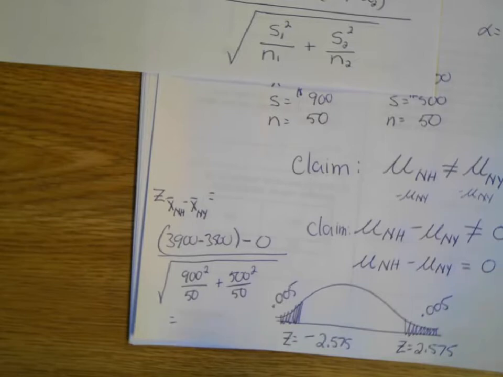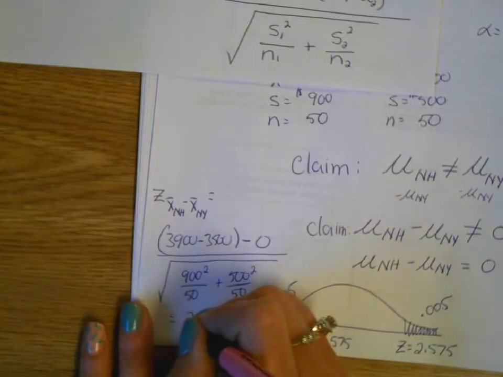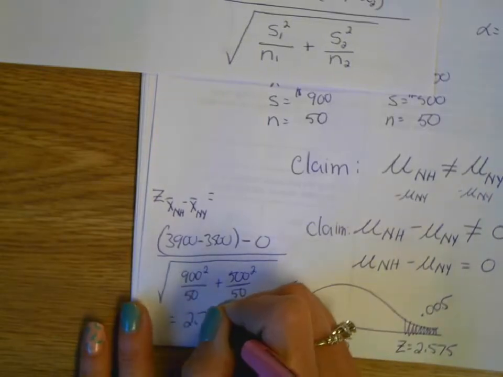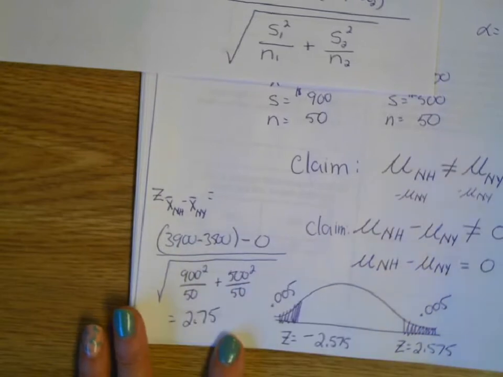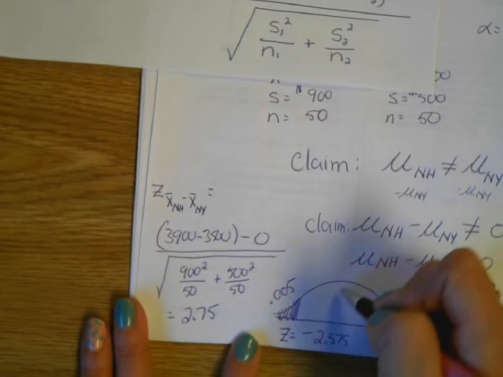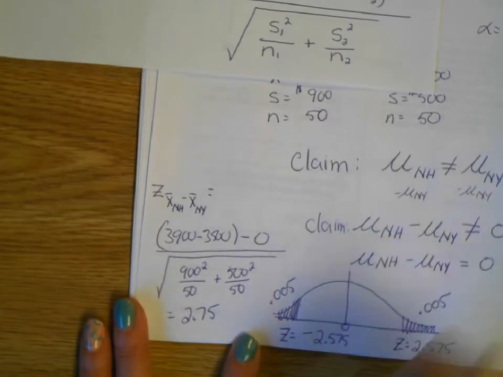How good are your calculator skills? 7.5. I agree. Any luck? Okay, so 2.75.